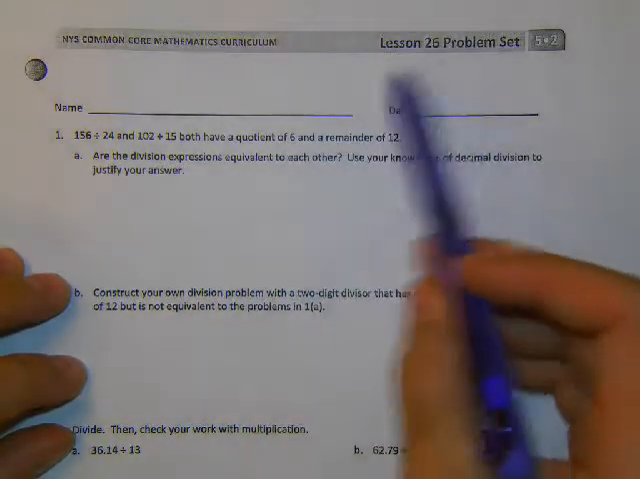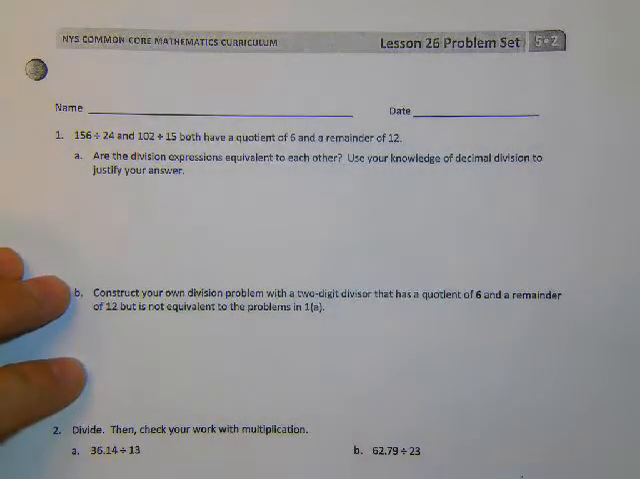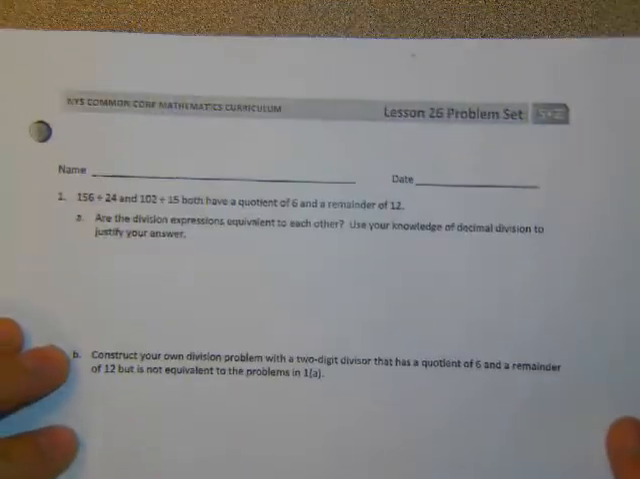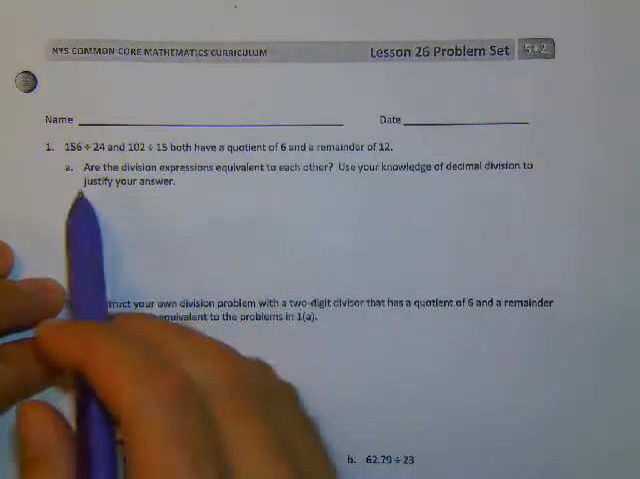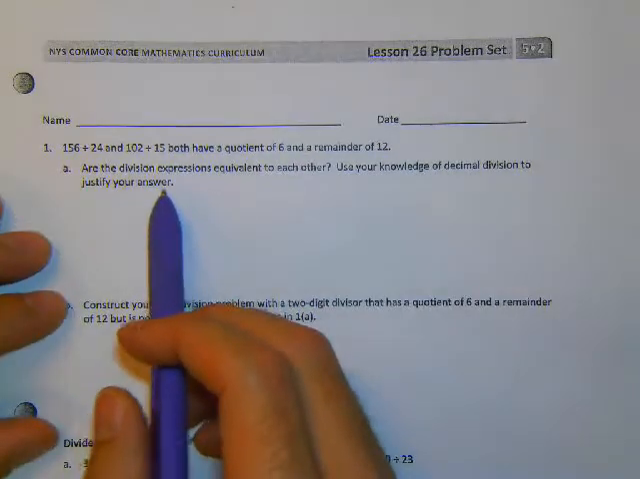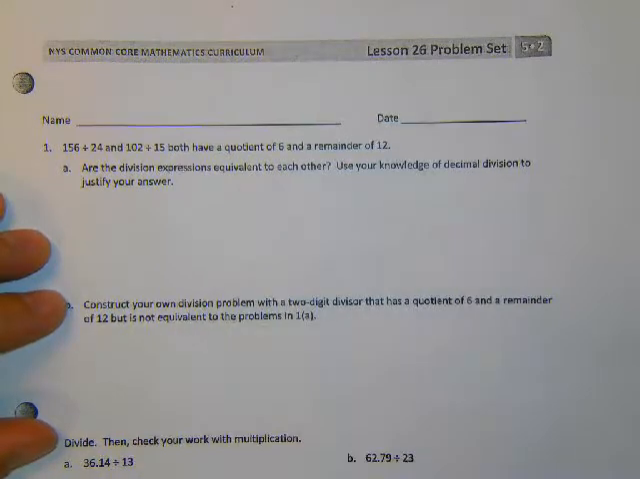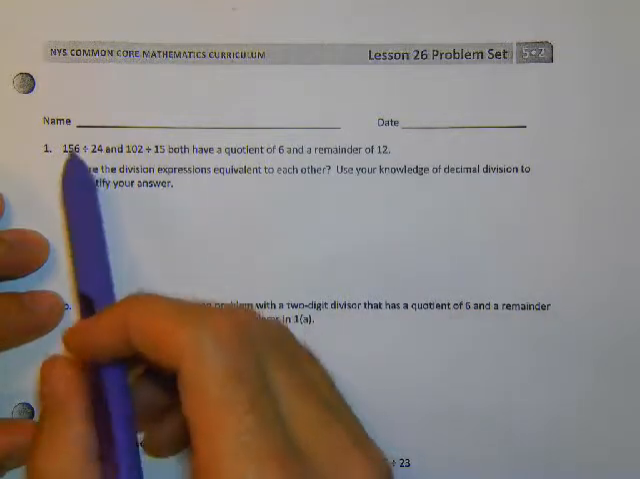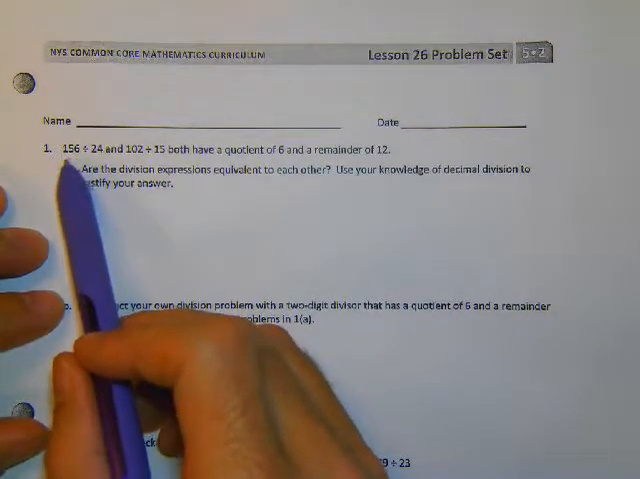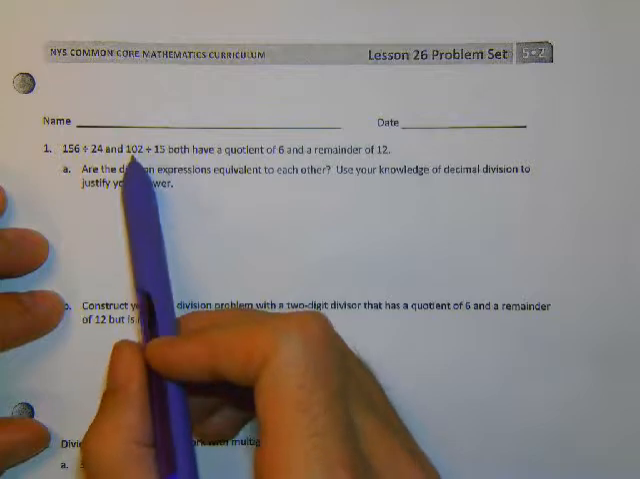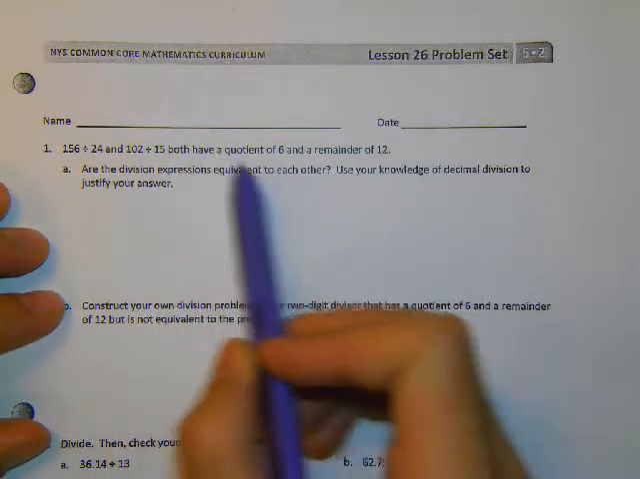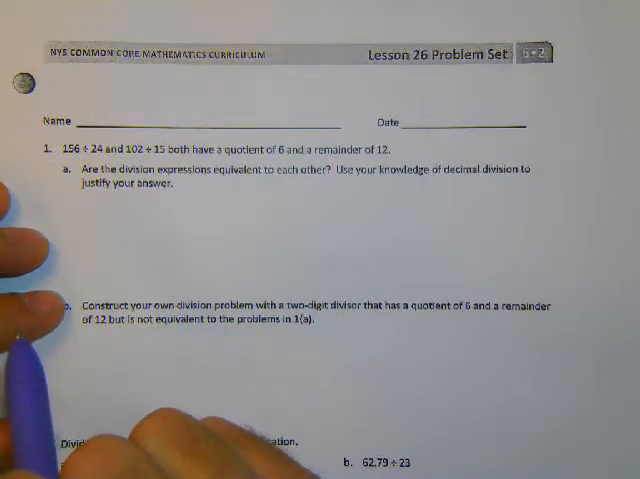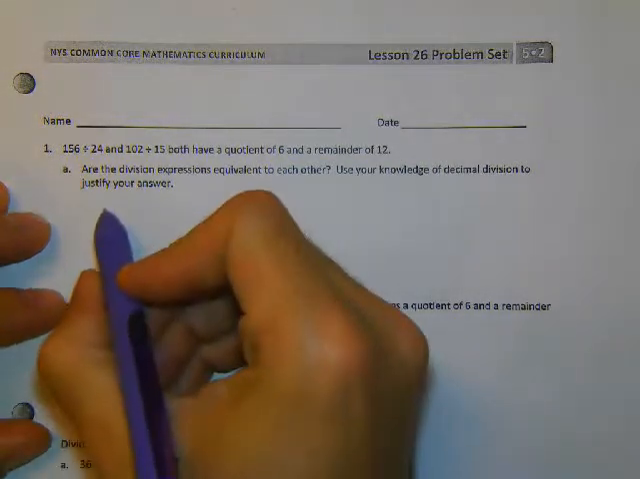Today we're going to be looking at lesson 26, problem 1 in the problem set that's on page 355. We are going to be looking at equal division expressions. Are they equivalent to each other based on what we know about decimal division? The two problems that we're going to look at, 156 divided by 24 and 102 divided by 15, both have a quotient of 6 and a remainder of 12. The question is asking us, are they equivalent to each other?